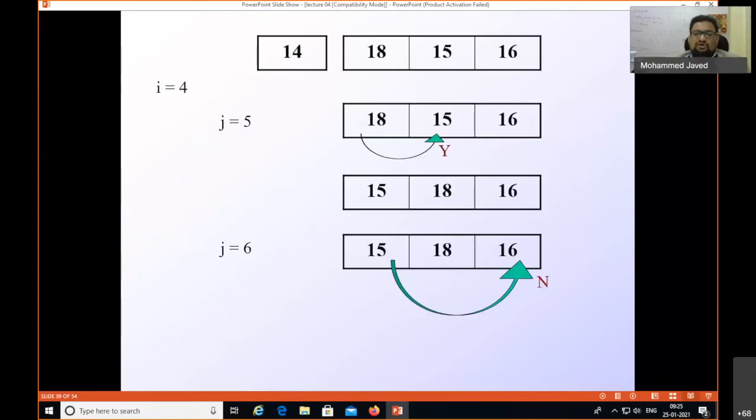And now here we got 15, that is the fourth smallest element. We got the fourth smallest element, we got here 15. Sorry, not for fourth smallest. Okay, so we got 15 here.